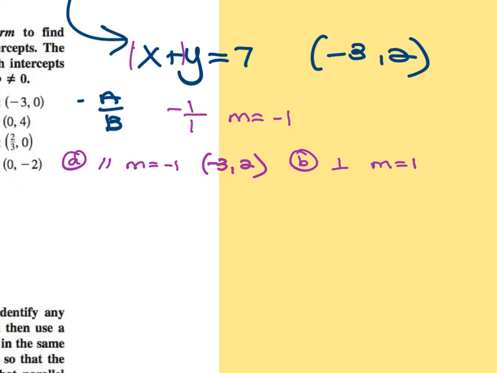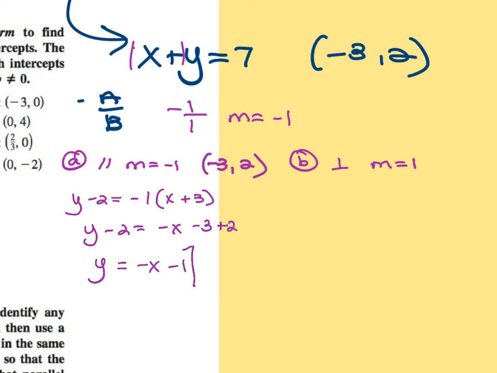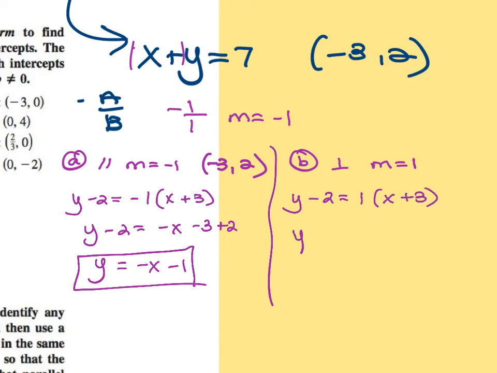So I'm going to use point slope for the first one. Y minus 2 would equal -1 times x minus a -3 becomes +3. Y minus 2 equals -x minus 3. Y would equal -x, add the 2 here, minus 1. So that's the equation of a line that's parallel to my initial one. And then the perpendicular one would be y minus 2 equals 1 times x plus 3. And I get y minus 2 equals x plus 3. Add the 2. And y equals x plus 5.